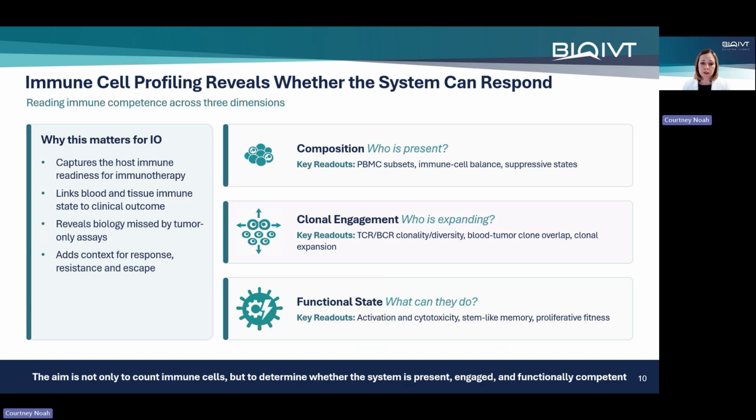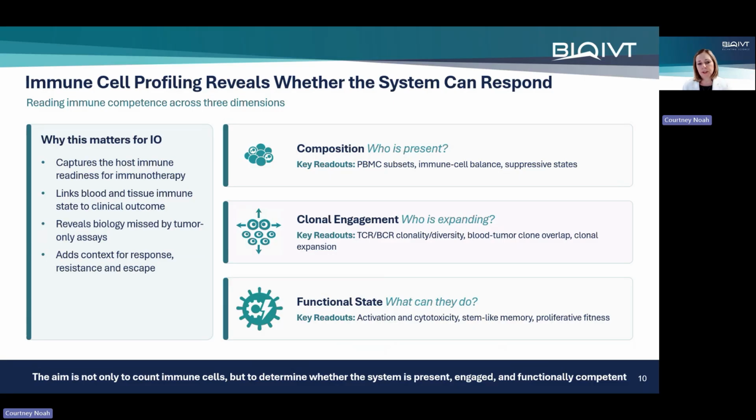The second is clonal engagement. So who's expanding? You can look at TCR and BCR analysis to provide better insights around this, such as antigen-driven responses. You can look at clonal diversity or blood-tumor relationships. And then the third dimension is really focused on function. So what can those cells actually do? What's their activation status? Is there a cytotoxic potential there, proliferative capacity? These are all critical considerations.